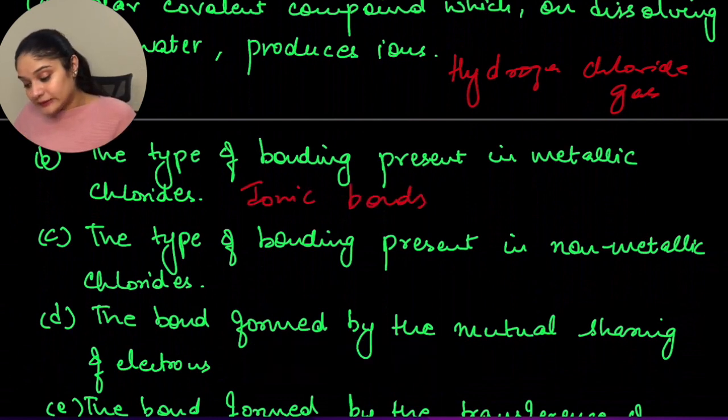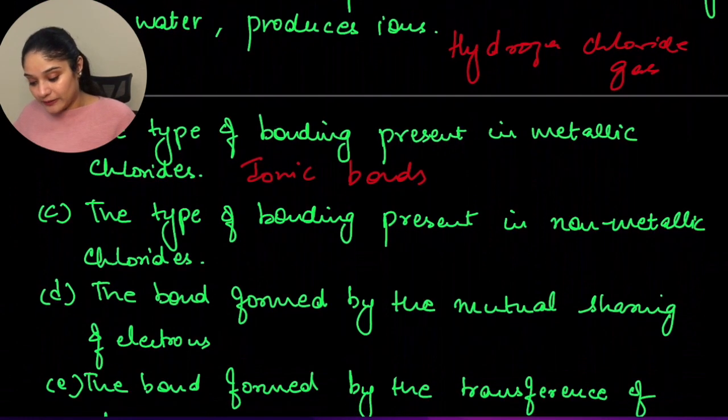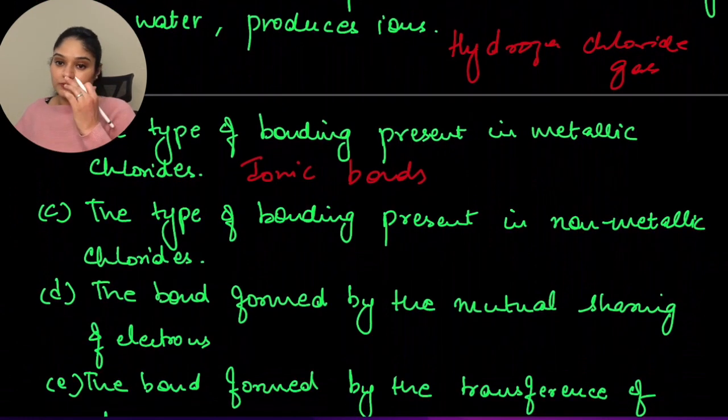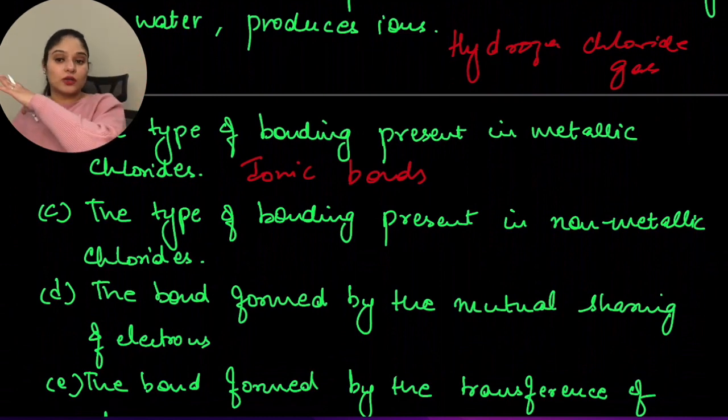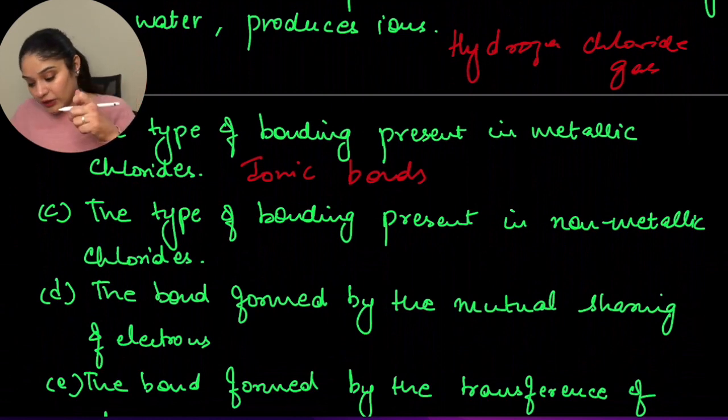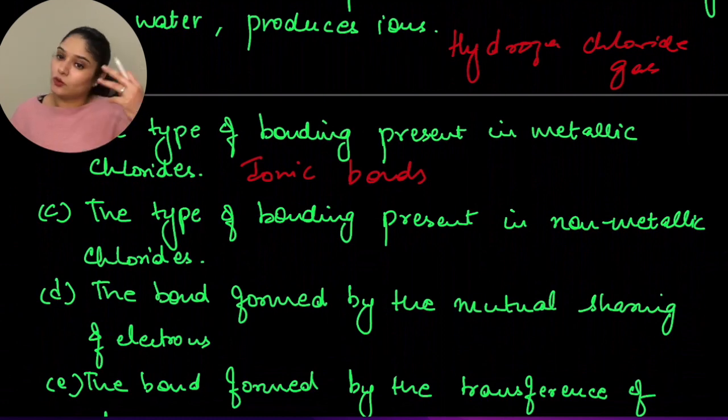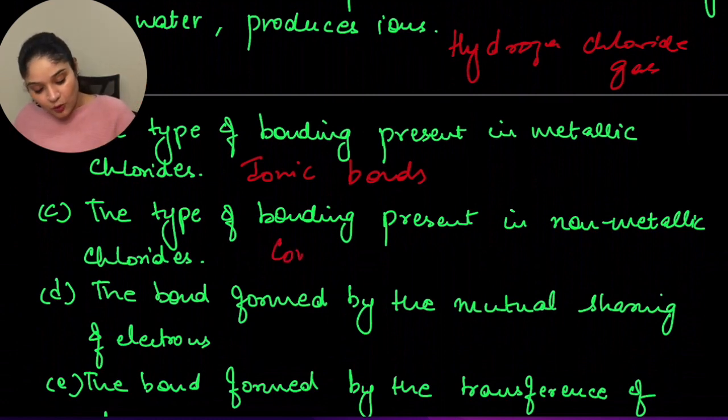Then the next one is the type of bonding present in non-metallic chloride. So non-metals. Non-metals are more towards the end of the periodic table when you go across a period. So in that case, non-metals have a tendency to gain electrons. And we are talking about non-metallic chlorides. Chlorides also have a tendency to gain electrons. So instead of gaining or losing, they will end up sharing. So in this case, your answer will be covalent compounds.